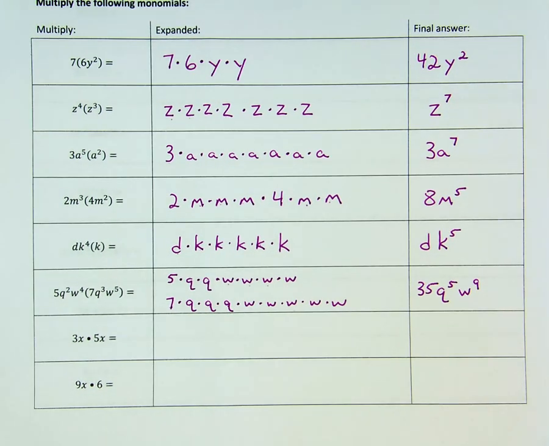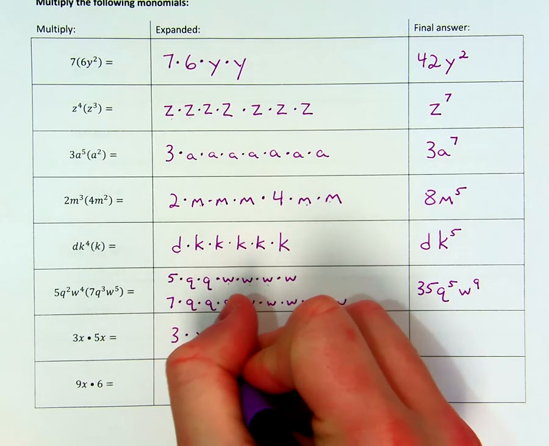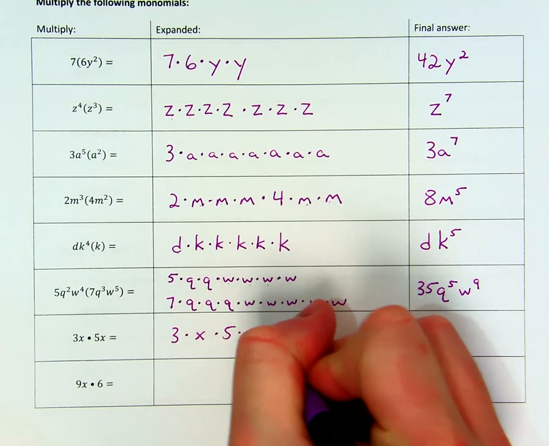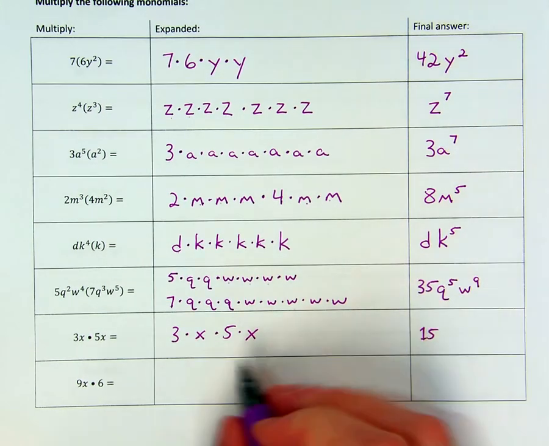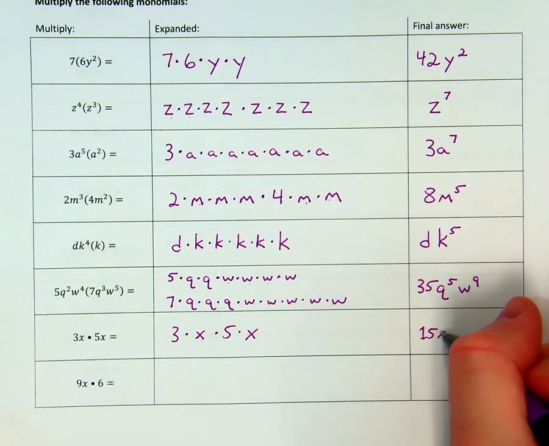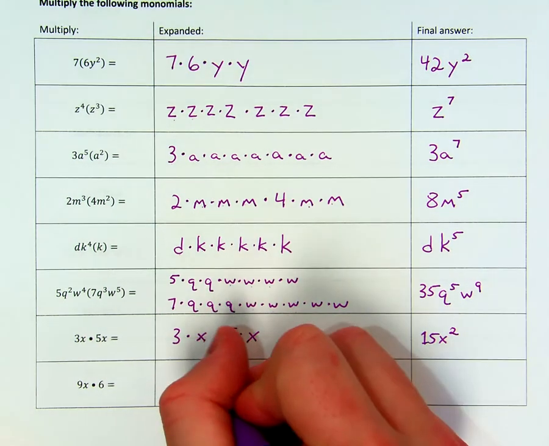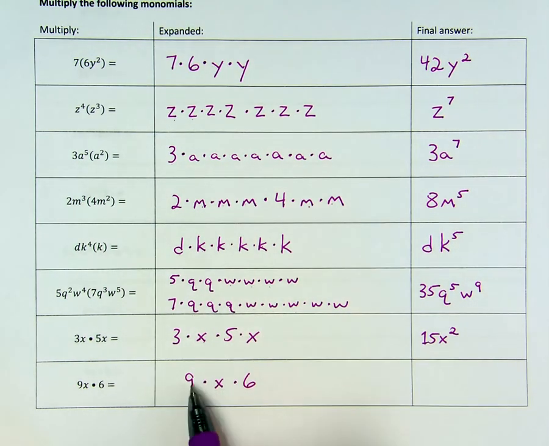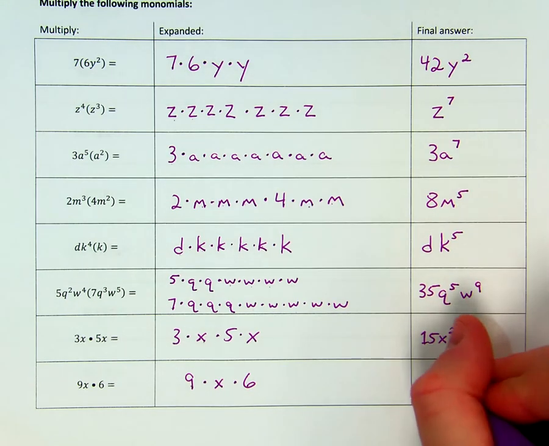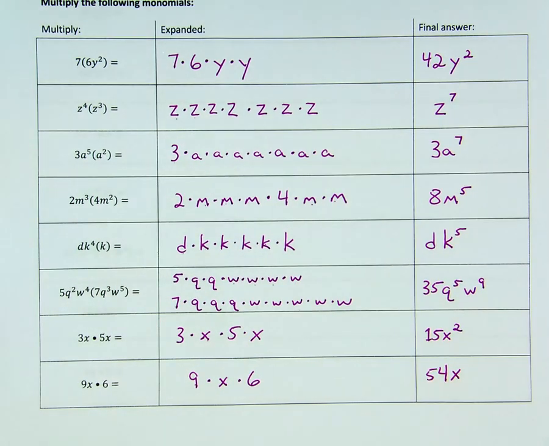These last two examples back it off just a little bit. 3x times 5x, 3 times x times 5 times x. 3 times 5 is 15. x times x is x squared. And lastly, 9x times 6. 9 times x times 6. 9 times 6 is 54, and we are left with a single x that gets tacked onto the end.